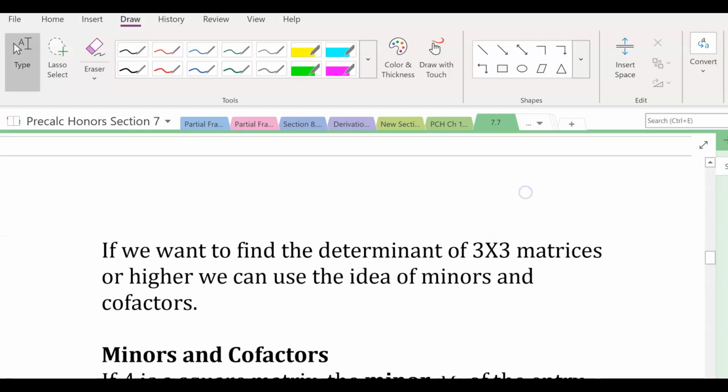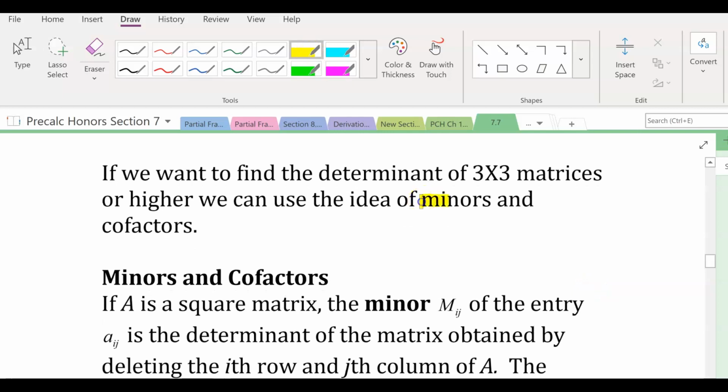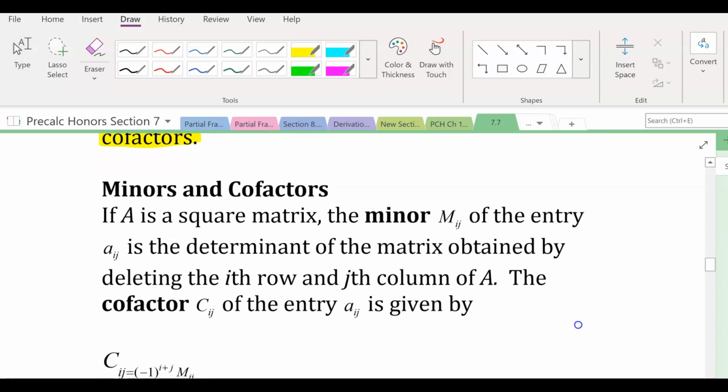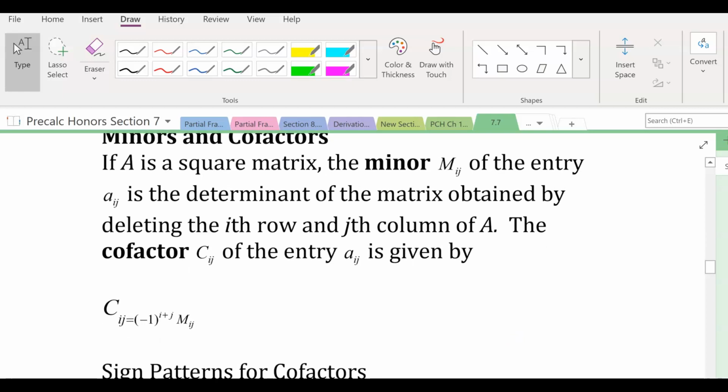If we want to find the determinant of a 3 by 3 matrix or higher, we're going to need to use the idea of minors and cofactors. These are very similar concepts, so if you're having trouble distinguishing between minors and cofactors, make sure you get some help. So minors and cofactors: if A is a square matrix, the minor M sub ij, so this is just an entry, i and j is just an entry in the matrix, of the entry A sub ij is the determinant of the matrix obtained by deleting the ith row and the jth column of A.